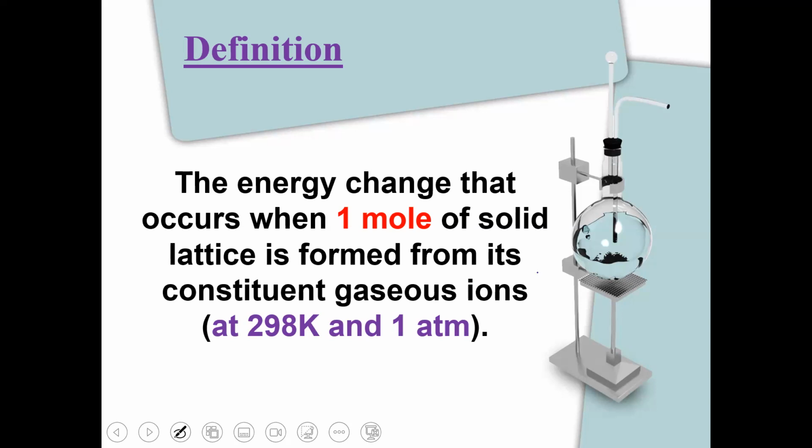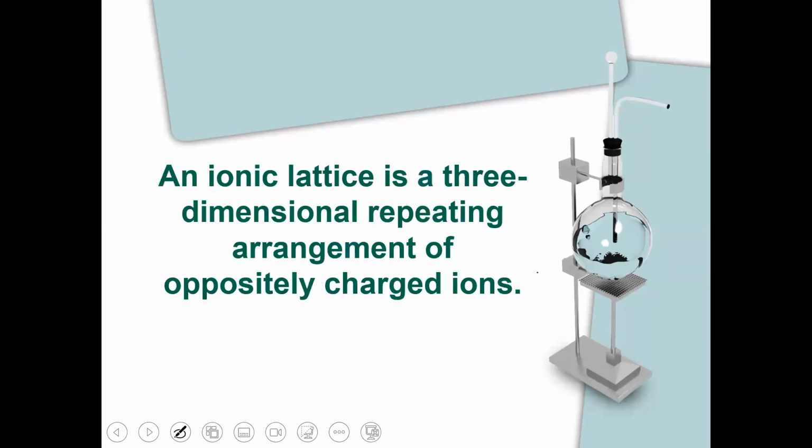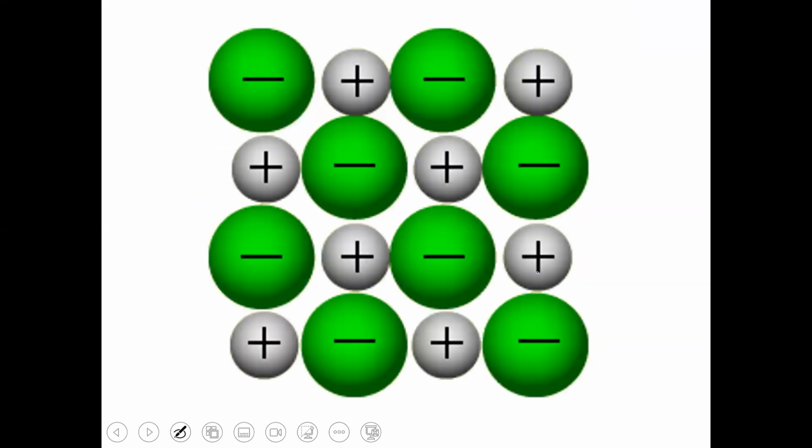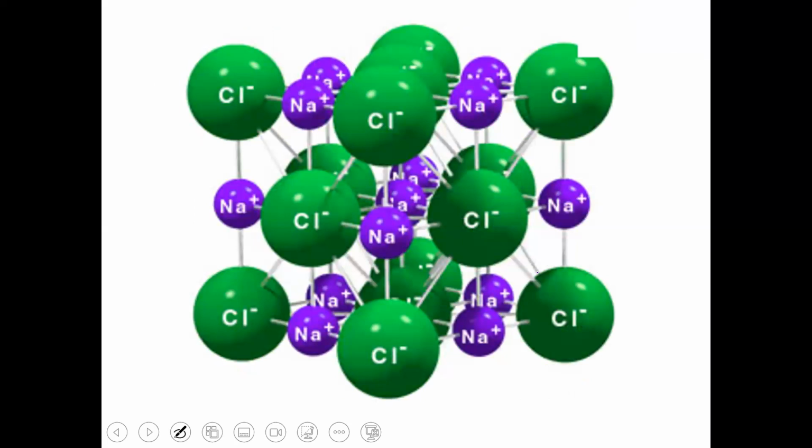I've copied. So this is the definition of lattice enthalpy. Now let us again recall that in our AS chemistry, an ionic lattice is a 3D structure, and these are the ions. For the recall purpose, the positive ion is relatively small and the negative ion is relatively bigger. So this forms the famous ionic lattice of sodium chloride.